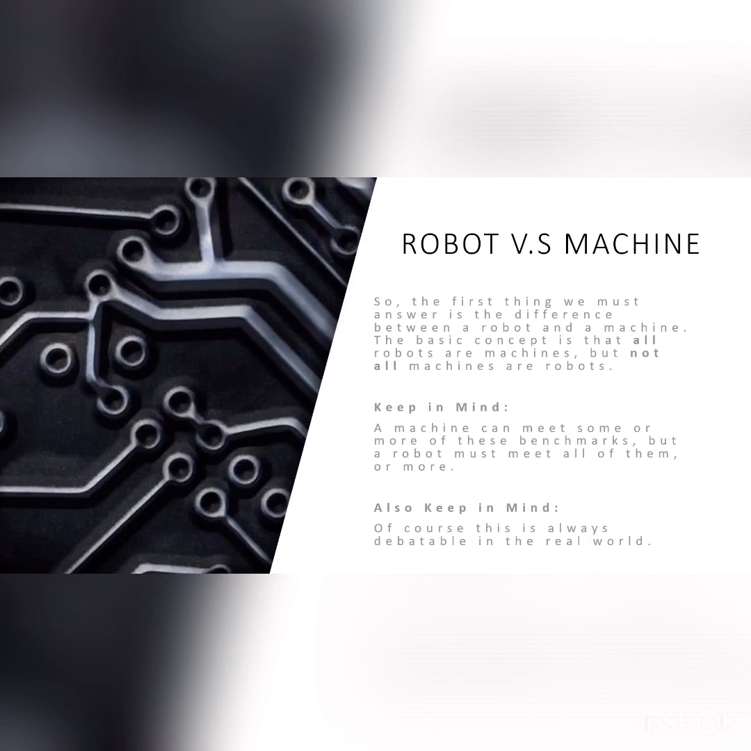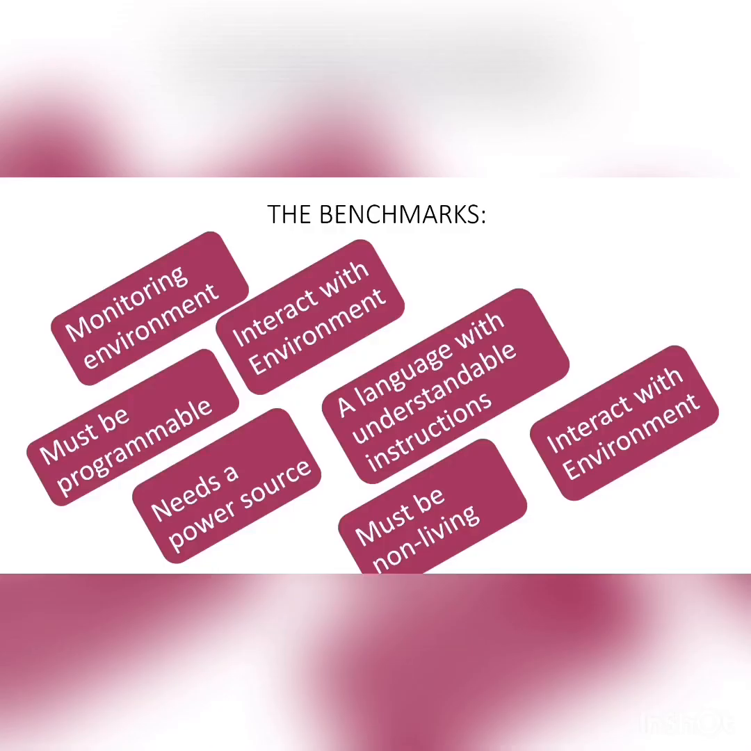Also keep in mind, this is always debatable in the real world because there are a lot of debates on what actually defines a robot. This is just based off my opinion, but I took other people's opinions on their criteria and put it all together to form my own. So, the benchmarks. There are a total of 7 benchmarks that I have: monitoring the environment, must be programmable, interact with the environment, needs a power source, a language with understandable instructions, must be non-living, and interact with the environment.